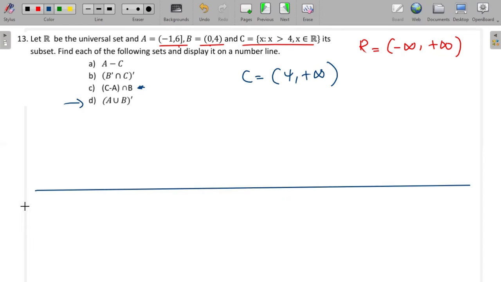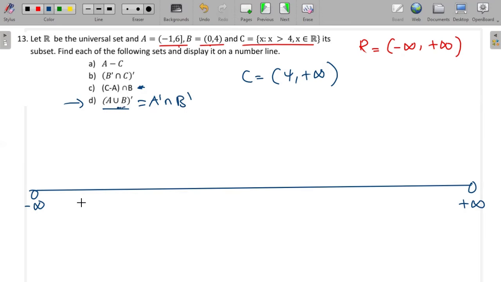So here I have minus infinity, which is not included, positive infinity, which is not included. So we are finding A union B complement. So A union B complement is the same as A complement intersection B complement. But which one is easier? I think this one is easier, so we'll use it.